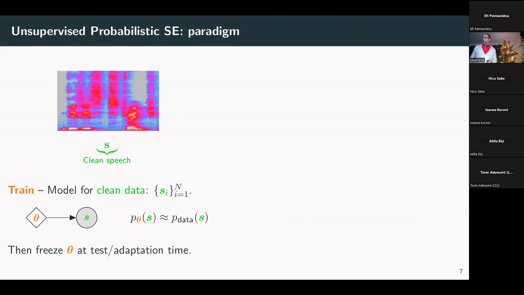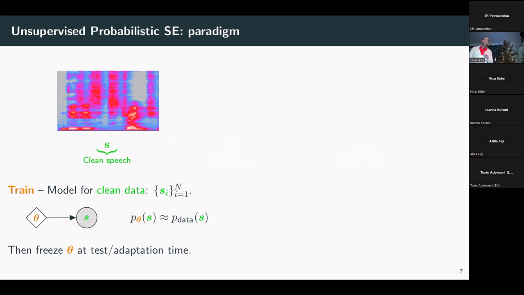All right, so I promised you some unsupervised learning. The way we use this paradigm for speech enhancement is that we start from a data set of clean speech, which we can download from those available on the net. Then we learn a probabilistic model for the clean speech signal. That's going to be this theta here. Once we have learned this model, we freeze it. And now the question is, how are we going to adapt to different kinds of noise that we can find at test time?